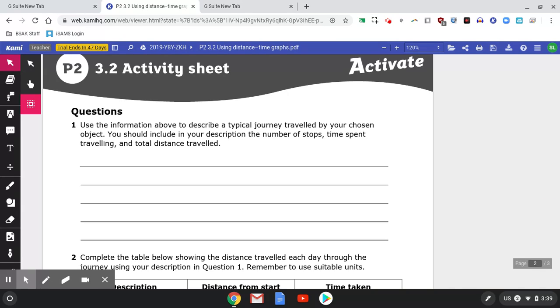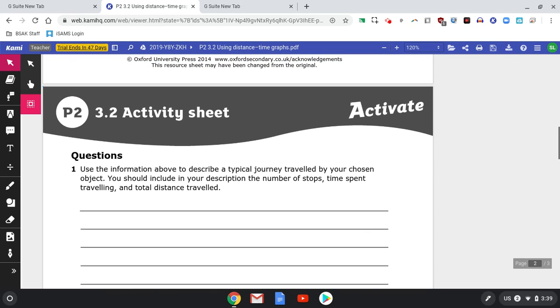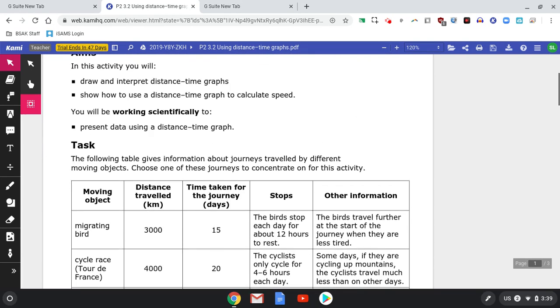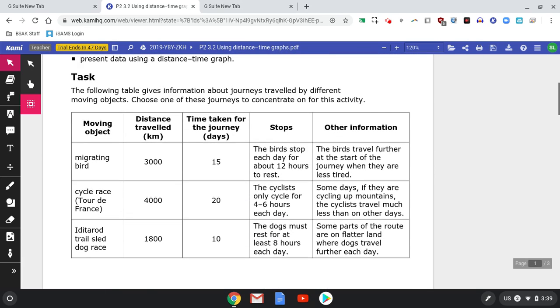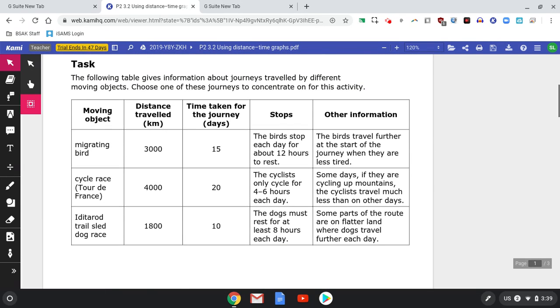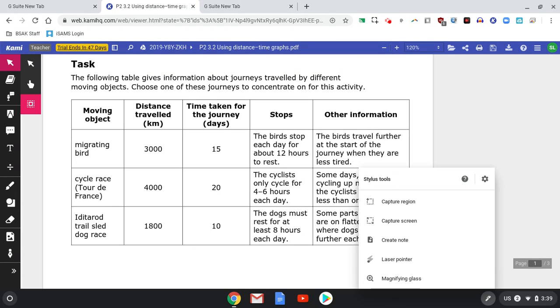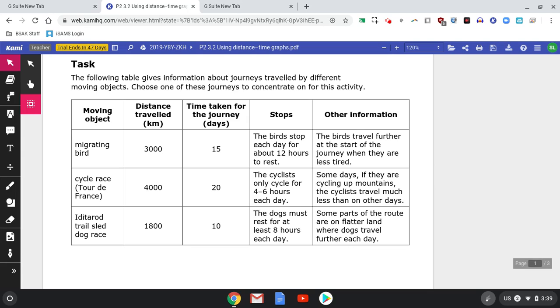It's all about distance time graphs. Now, it's all about telling a story because any graph in science always tells a story. And distance time graphs tell a story about a journey. That's what they do. Now, this is the task: you are to pick one of these journeys: the journey of a migrating bird, a cyclist in the Tour de France, or a dog sled race. All right. Now, I'm going to pick this one, the migrating bird.